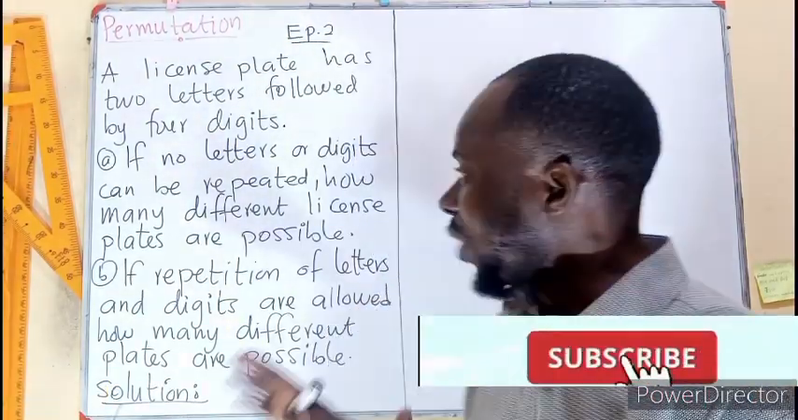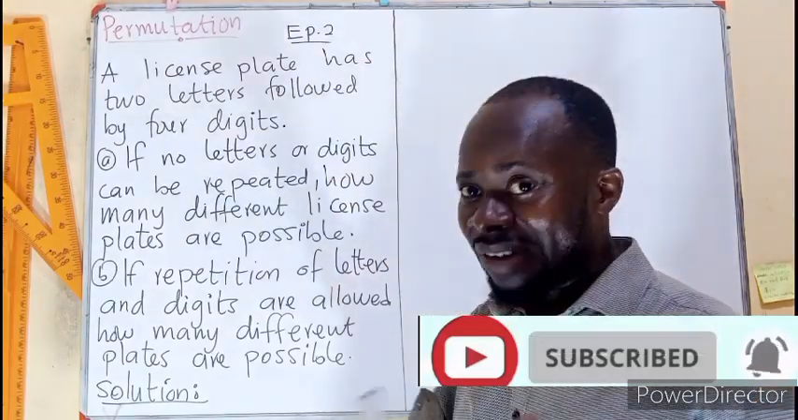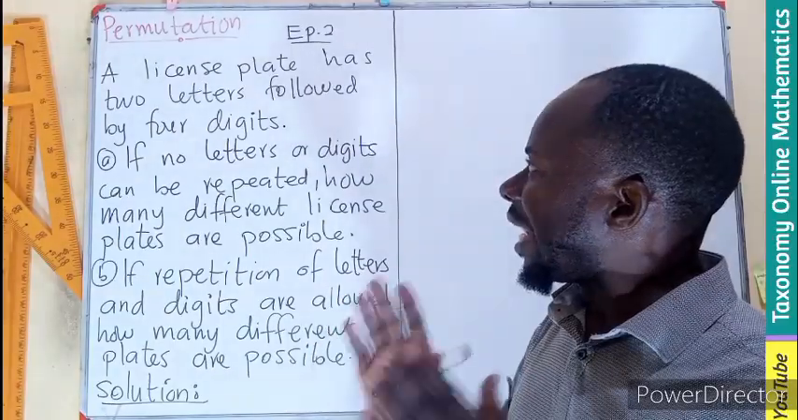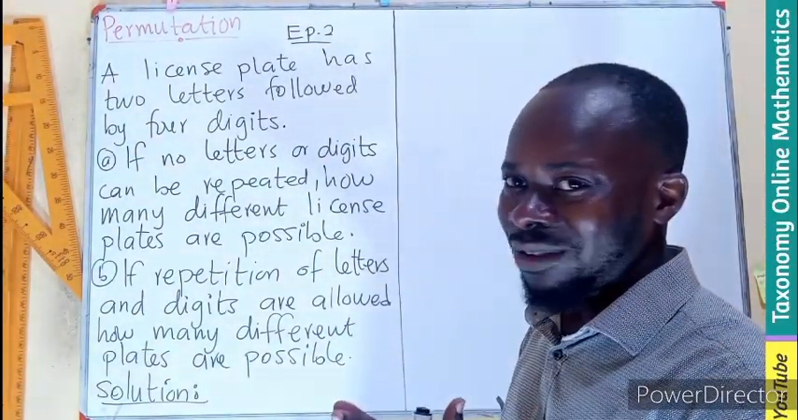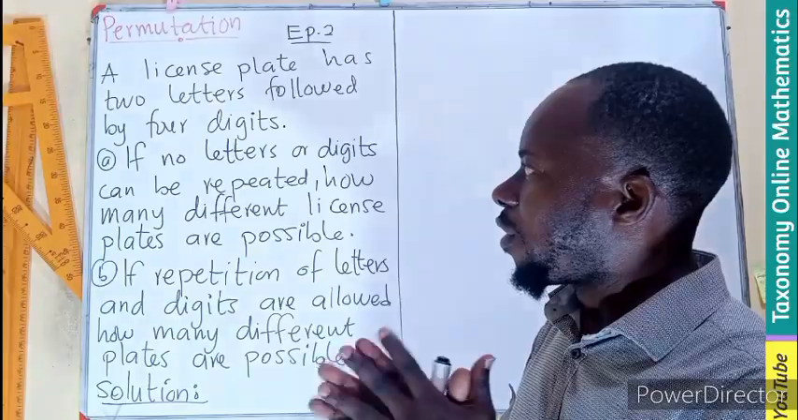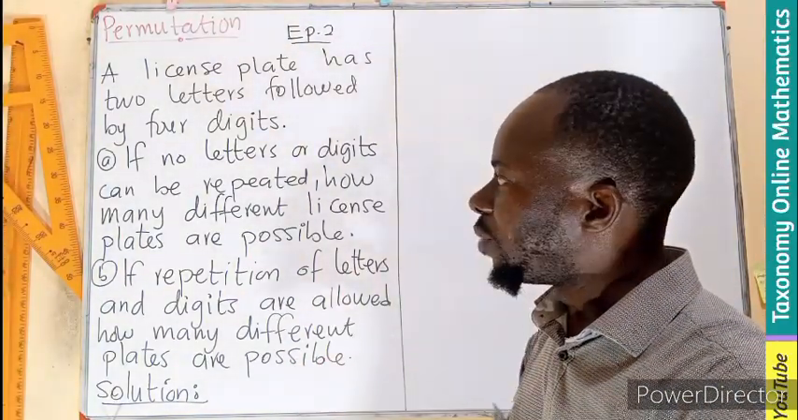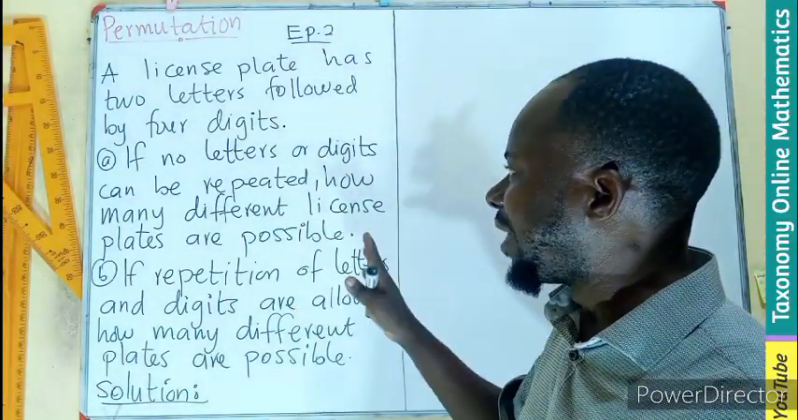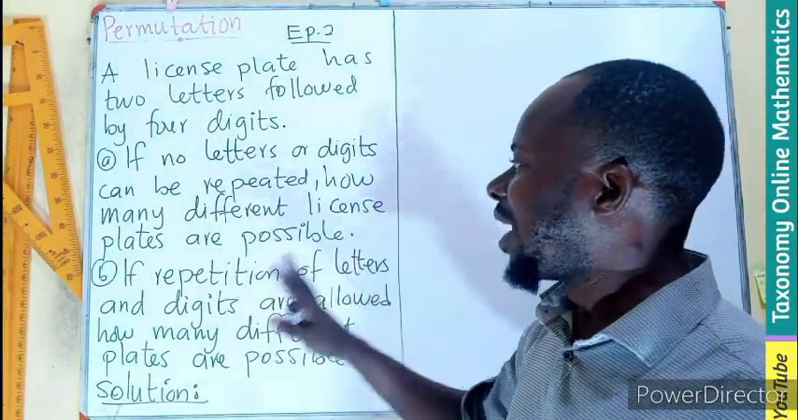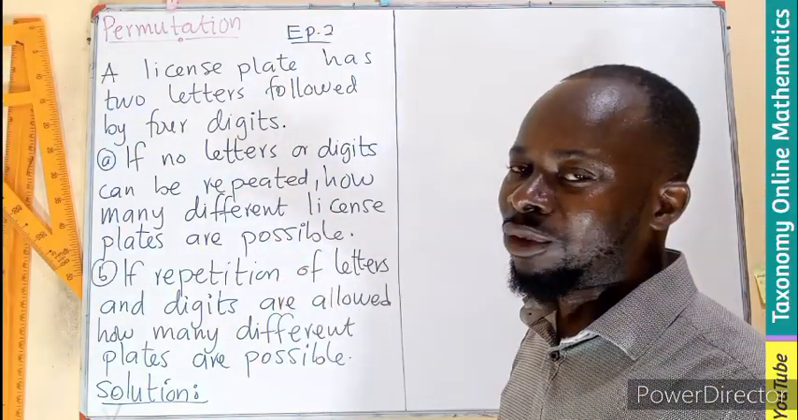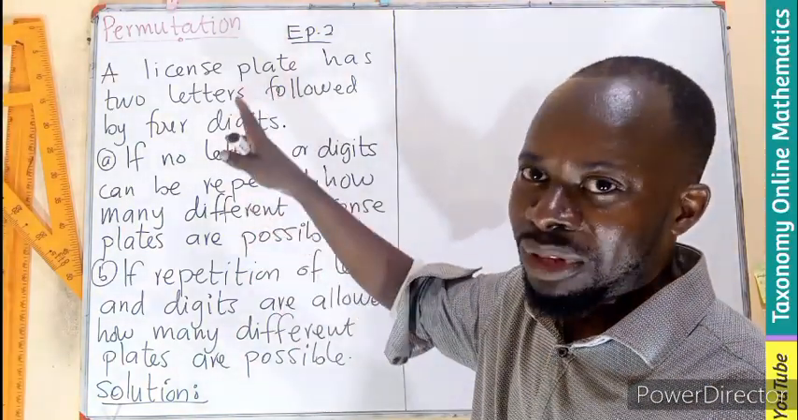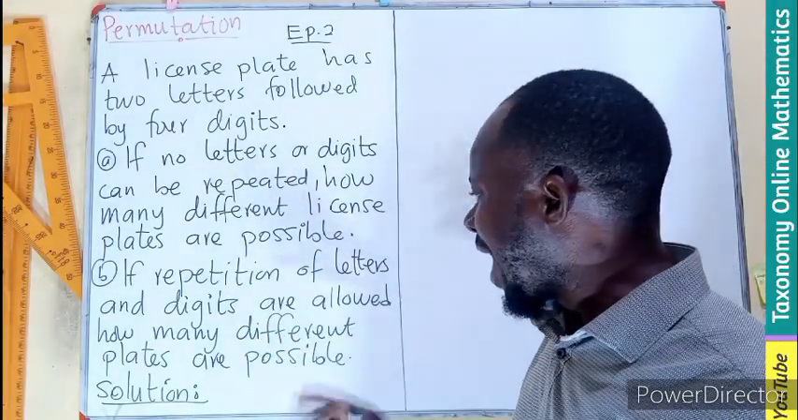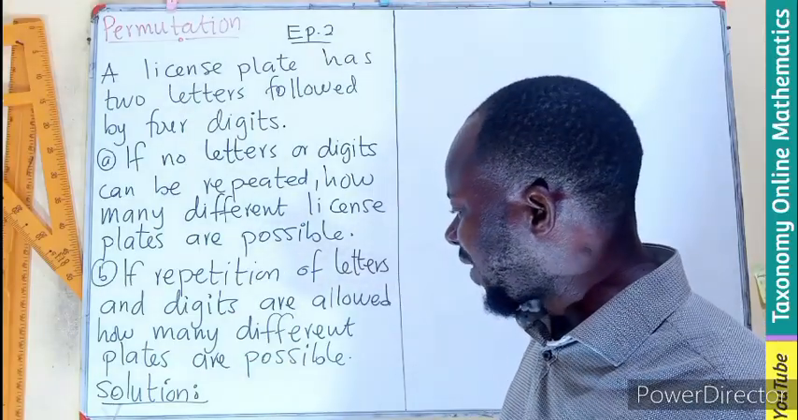This is episode 2. We want to try what we have done in the first episode and see how we understood the concept. So we have a license plate that has two letters, which is followed by four digits. So these are the conditions on which we are finding it. First condition: if no letters or digits can be repeated, how many different license plates are possible? So this is going to be taking account of what? Permutation. Then, if repetition of letters and digits is allowed, how many different plates are possible?